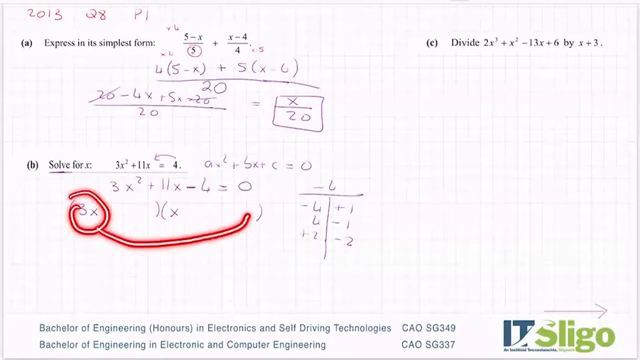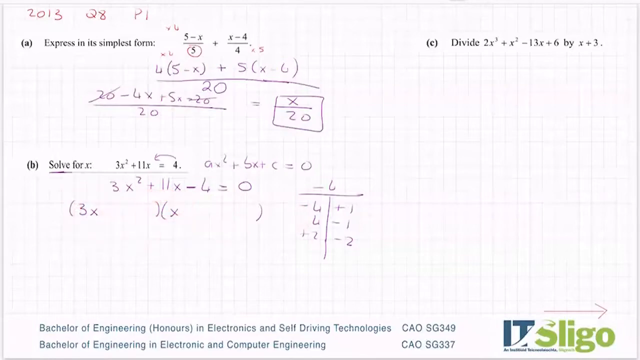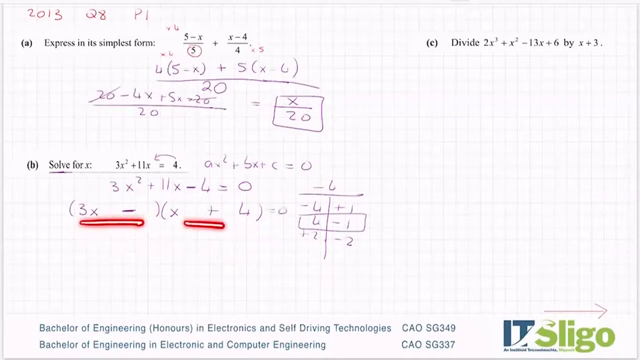So 3 4s are 12. So if I use one of these 4s, and then if I subtract off this number here, I will get 11. So plus 4 here, and there's my positive 12x, and then minus 1 here. So it's the second line that I'm using. Equal to 0. And when you have it written as its factors like this, you can split the factors and let each bit equal to 0.